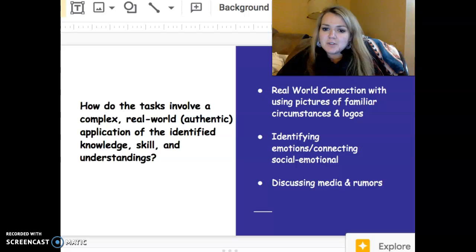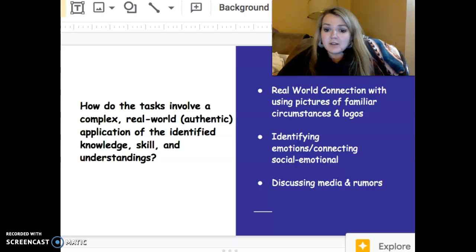Also having pictures of familiar circumstances such as children playing at recess, adults talking, people arguing, people laughing, things like that, making up stories that go with those pictures. Also identifying emotions and connecting social emotional learning. Right now I have pictures of characters from all sorts of different Disney movies, and we determine which zone they go in. For Zones of Regulation, I think this would fit with this lesson as well. Showing that just an image can say a lot without words.